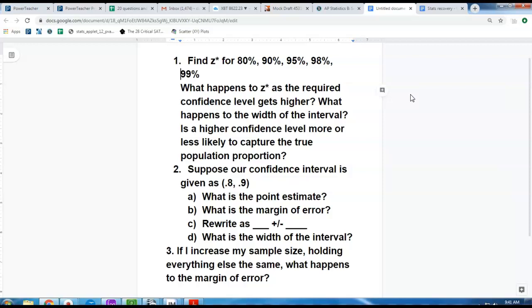Z star is the inverse norm 1 point whatever divided by 2.